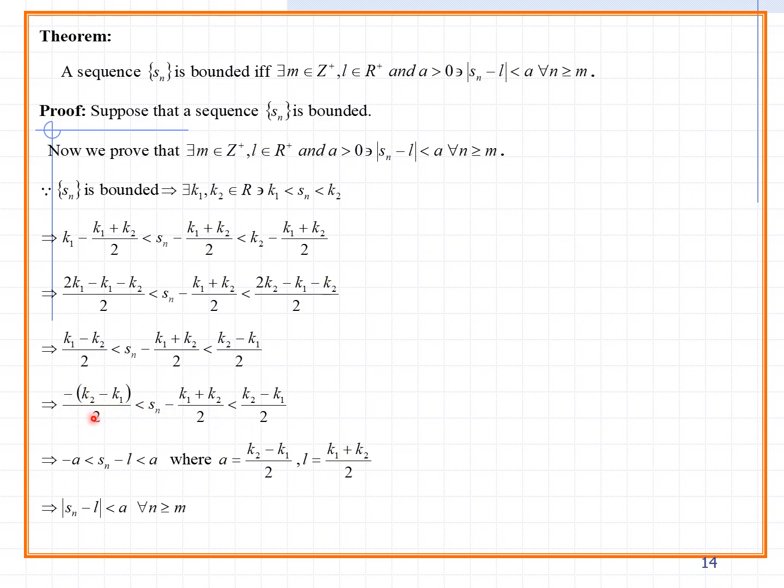In that case I can write minus A less than Sn minus L less than A, where L is (K1 plus K2) by 2, a finite value. So Sn minus L varies from negative to positive, and I can write modulus Sn minus L less than A for all n greater than or equal to M. Since Sn is bounded, finally I proved modulus Sn minus L less than A for all n greater than or equal to M. This is the first case.